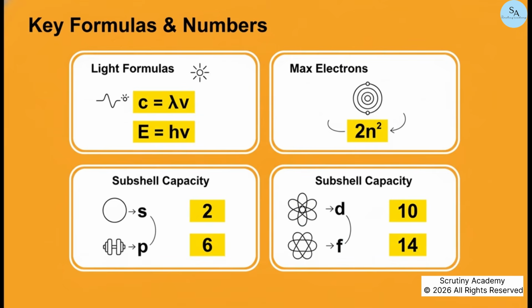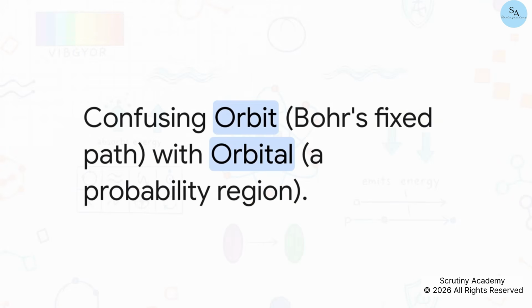Just memorize those numbers. Now here's a super common mistake. Please, please, please do not get these mixed up. An orbit is the old, outdated idea of a flat path. An orbital is the correct, modern idea of a 3D probability cloud. Orbit is wrong, orbital is right.